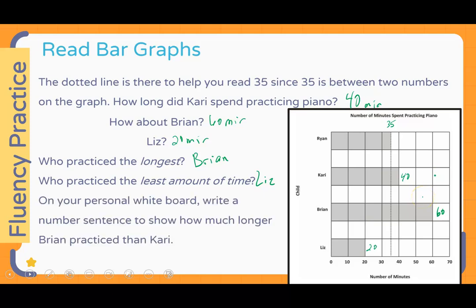So in your journal, or in the paper if you have it, I do want you to write a number sentence that shows how much longer Brian practiced than Carrie. So we're looking at Brian and Carrie. They want to know how much longer. So Brian practiced the most, which was 60 minutes. And Carrie practiced 40. So in order to find out how many more, we're going to subtract. So 60 minus 40 is 20 minutes more. Okay.